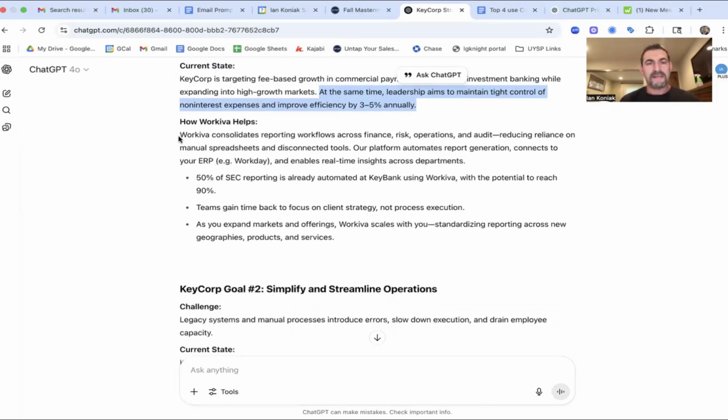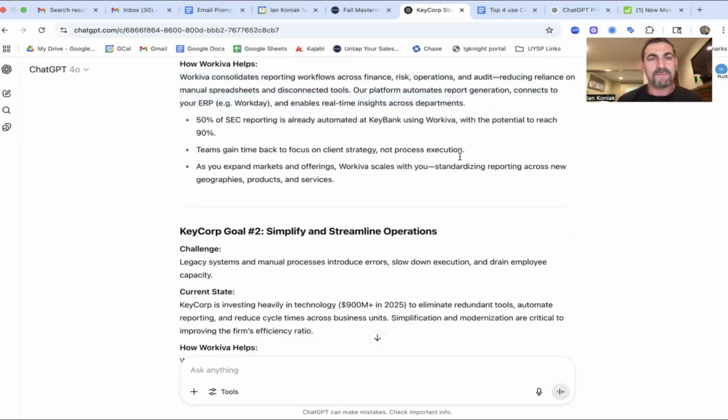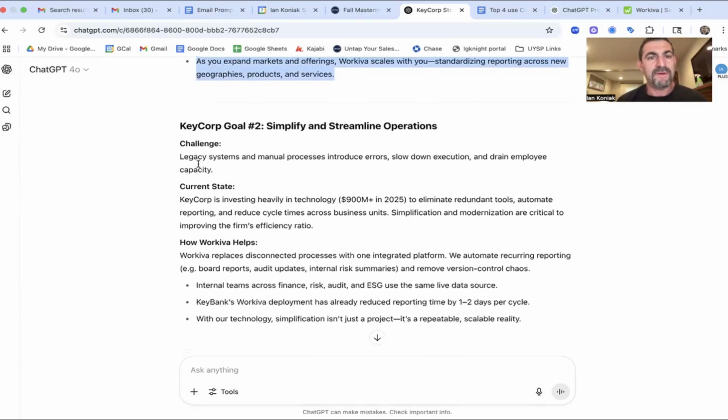So Workiva consolidates reporting workflows across finance, risk, operations, and audit, reducing reliance on spreadsheets and disconnected tools, and it automates report generation, connects to ERP, and gives you real-time insights across departments. And it references half of SEC reporting is already automated with the potential to reach 90%. So it's referencing, hey, we could double the footprint here. We've already had success here. Teams gain back time. And as you expand markets, Workiva scales with you.